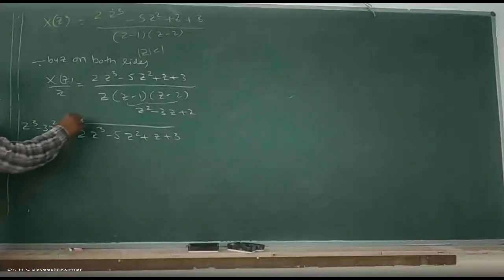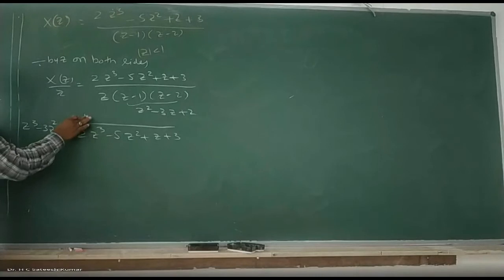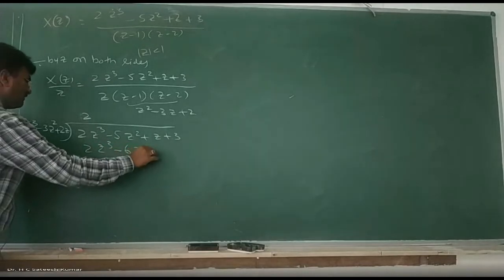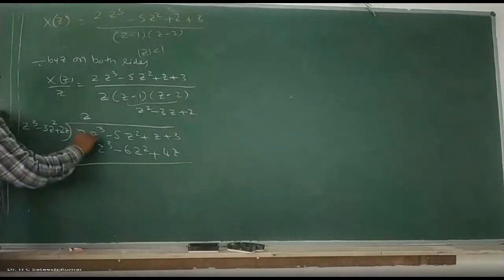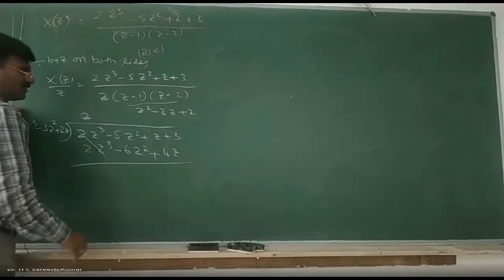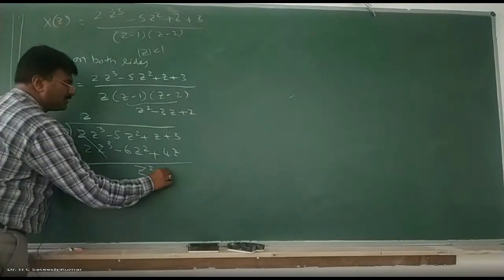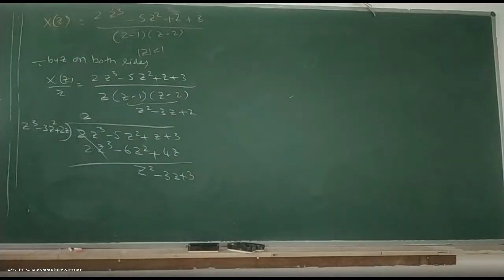One time only it will go off, because after multiplying with z, this one you got, right? So divide that. We want 2z cube, no? Multiply by 2. What will you get? 2z cube minus 6z square plus 4z. Subtract this one: z square minus 3z plus 3, with ROC mod z less than 1.